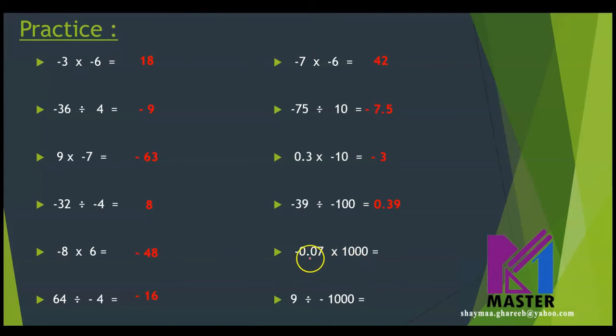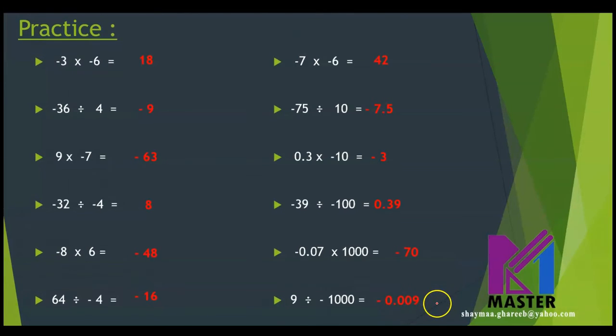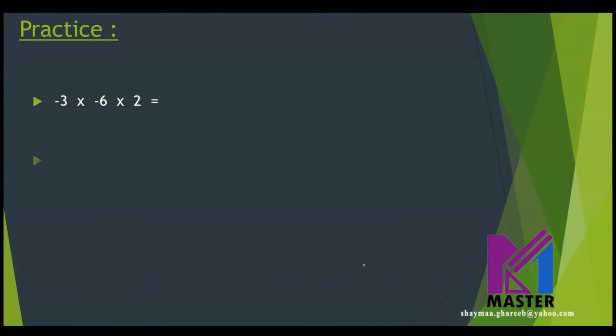-0.07 times 1000, the answer will be -70. 9 divided by -1000 will be -0.009. Now look at these examples and let's do it together.